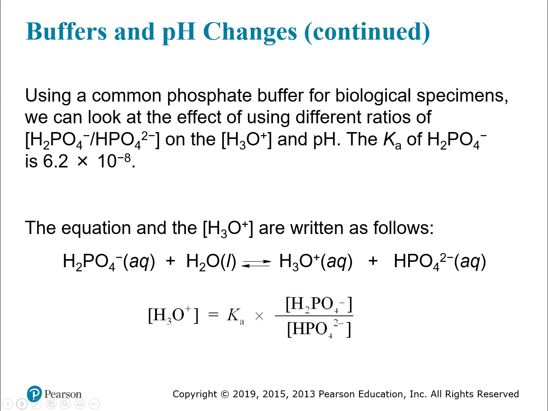So let's look at phosphate buffer. Like I said, we use phosphate buffers a lot for biological specimens. It's a really great buffering system. There's our acid and conjugate base. And our Ka is 6.2 times 10 to the minus 8, which is again pretty small.